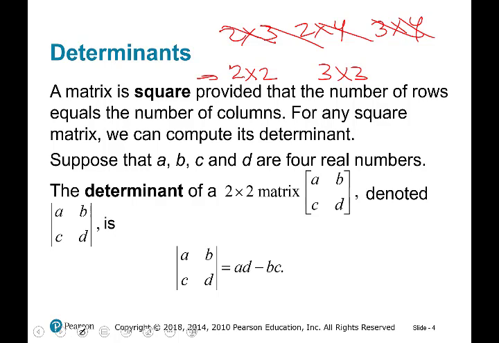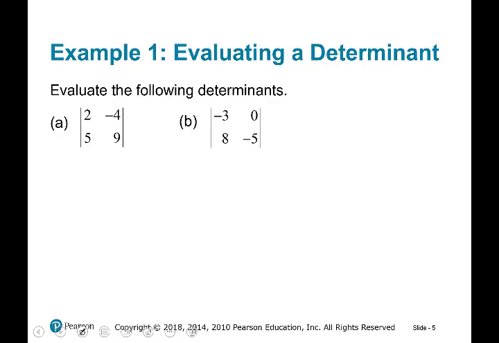So a square matrix, in this case we have a 2x2, A, B, C, D. So the way we calculate the determinant is basically multiplying A times D minus B times C, right? That's basically the flow, the way you do it, right? So you go like this, minus, and multiply this way. Okay. So let's see some examples.